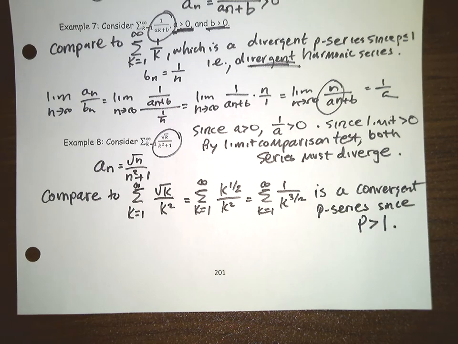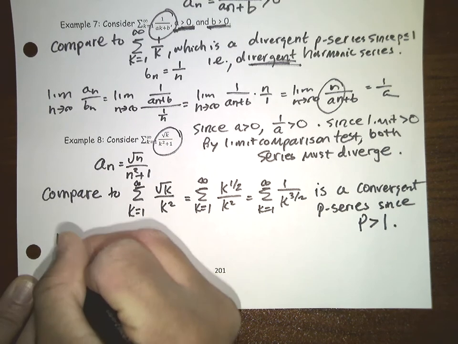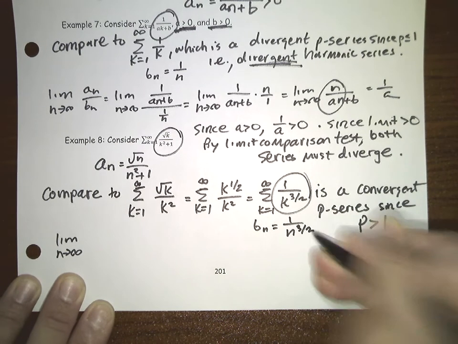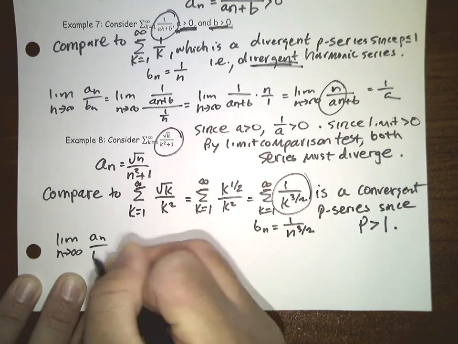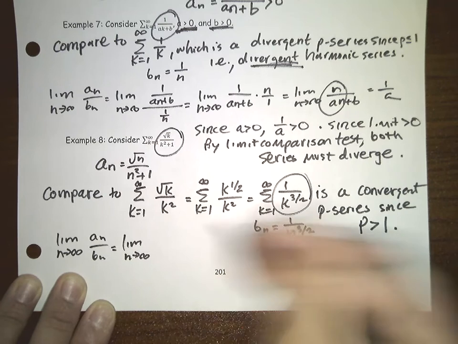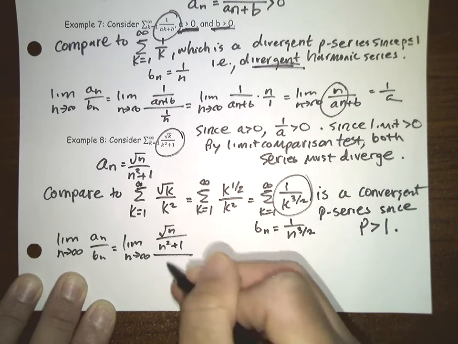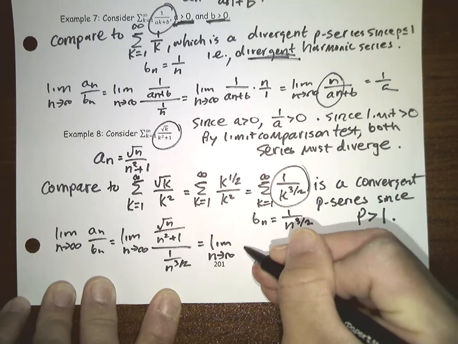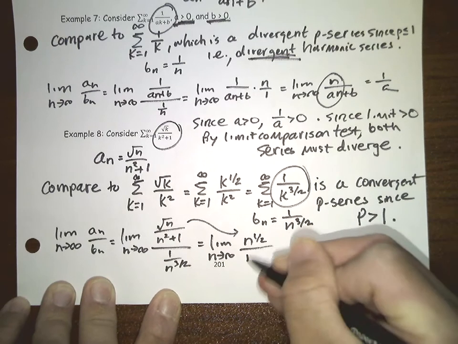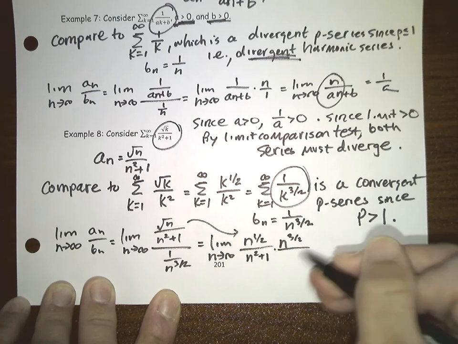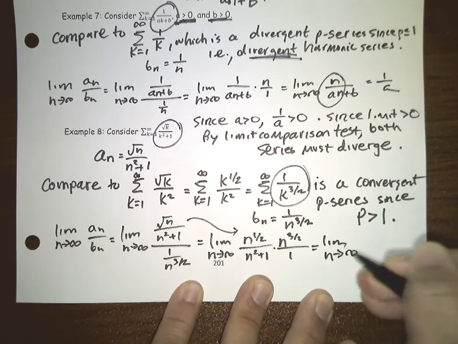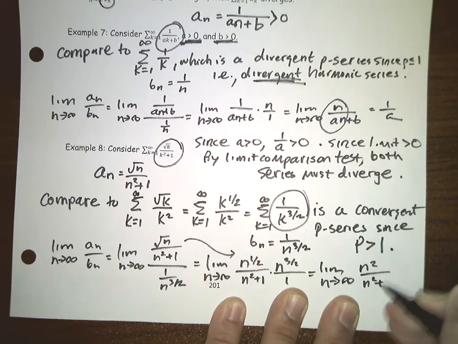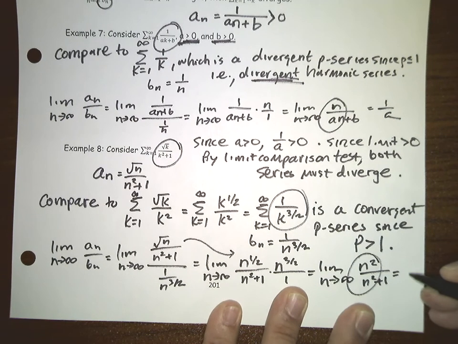Now I'm going to find the limit as n approaches infinity of a_n over b_n, where b_n is 1 over n to the 3/2 power. So that's the limit of the square root of n over n squared plus 1, over 1 over n to the 3/2 power. I'll multiply by the reciprocal, so that's the limit of n to the 1/2 over n squared plus 1 times n to the 3/2 over 1. n to the 1/2 times n to the 3/2 is n squared, so this is n squared over n squared plus 1. And as n goes to infinity, this approaches 1.